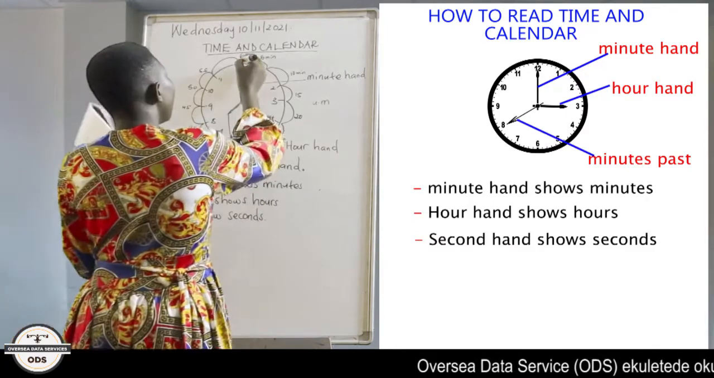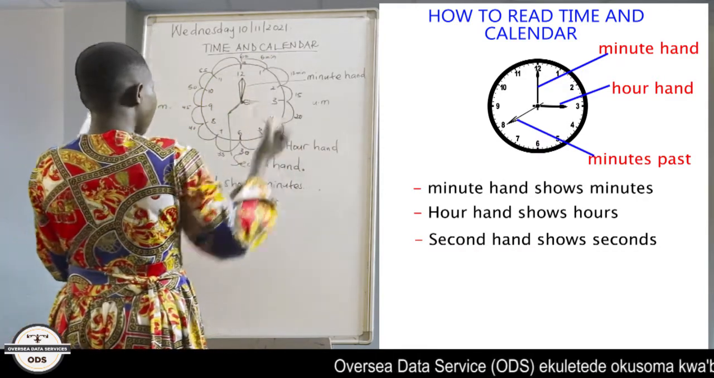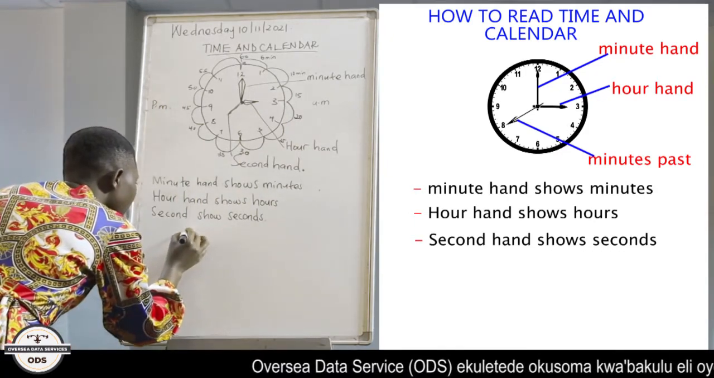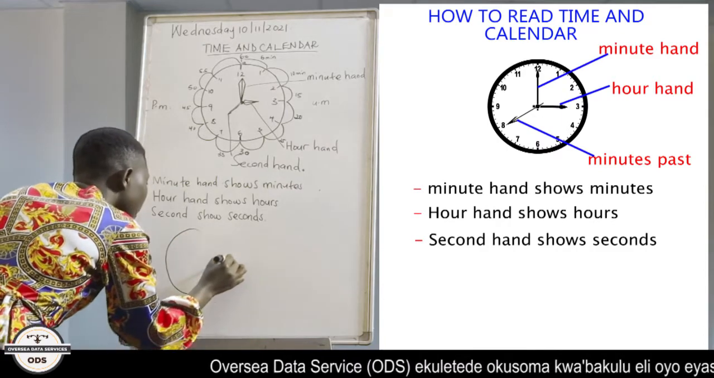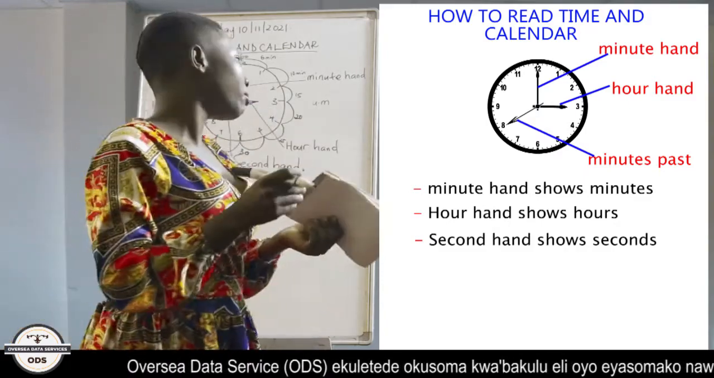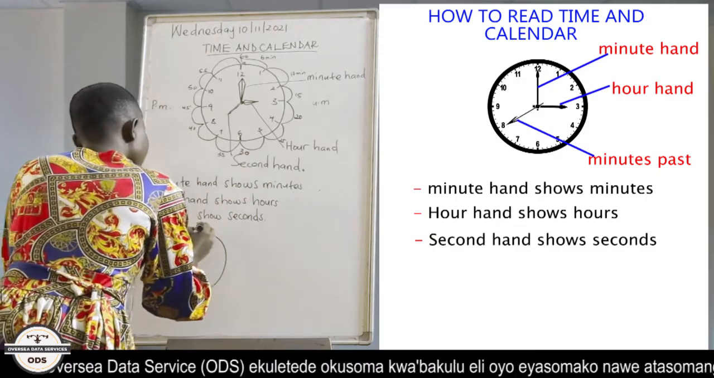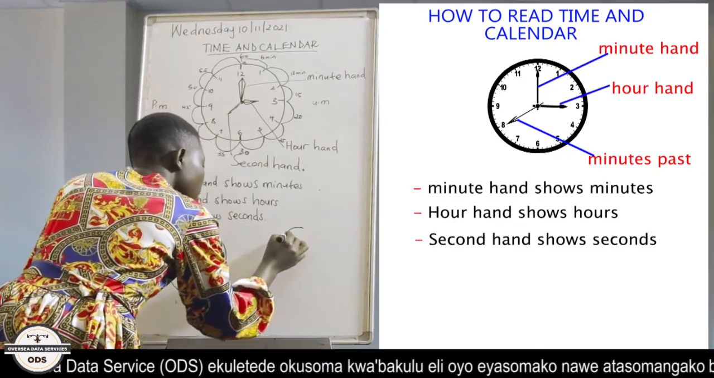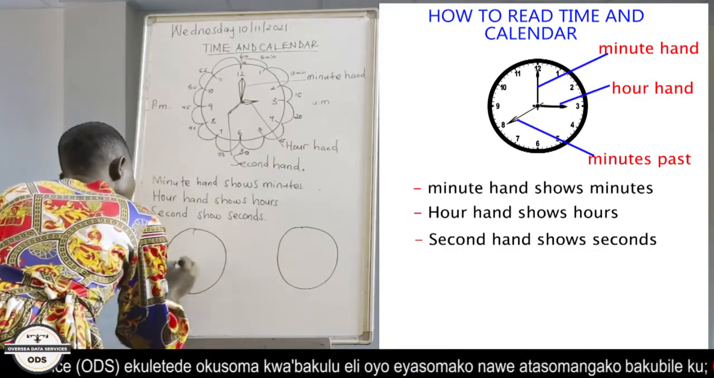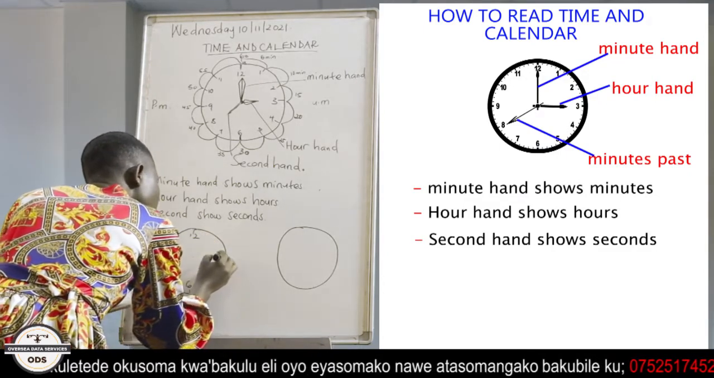And this side here, I want us to note this side. Okay, let us use another clock face here. Let me first draw it here. I want us to understand past and to. Minutes past and minutes to. Let us first draw here, then we shall understand better. I think we have minutes past and minutes to.